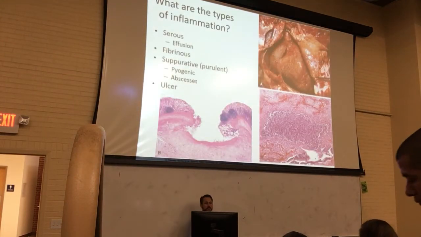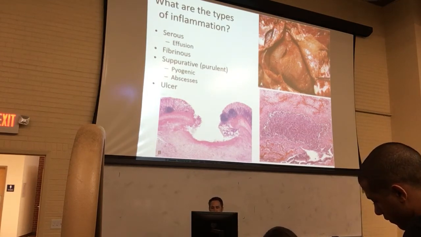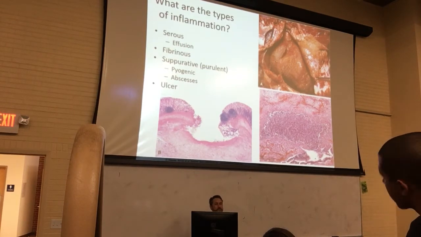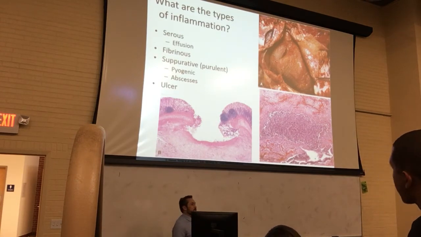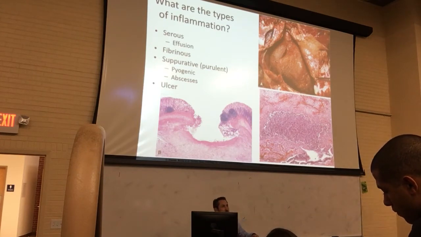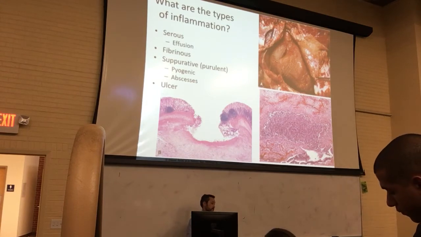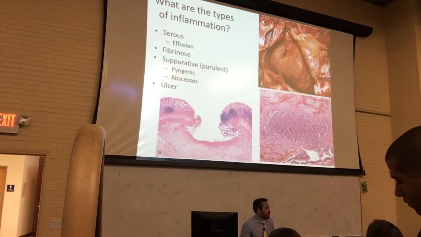So we've got serous, fibrinous, suppurative, and ulcerative. So serous inflammation is watery. It's protein-poor fluid. It's a lot of fluid effusion that leaves, usually in a serous cavity. A really good example of a serous inflammation would be a blister. A blister is full of fluid, right? You pop the blister and a bunch of fluid comes out. That's transient. It's captured in that blister.